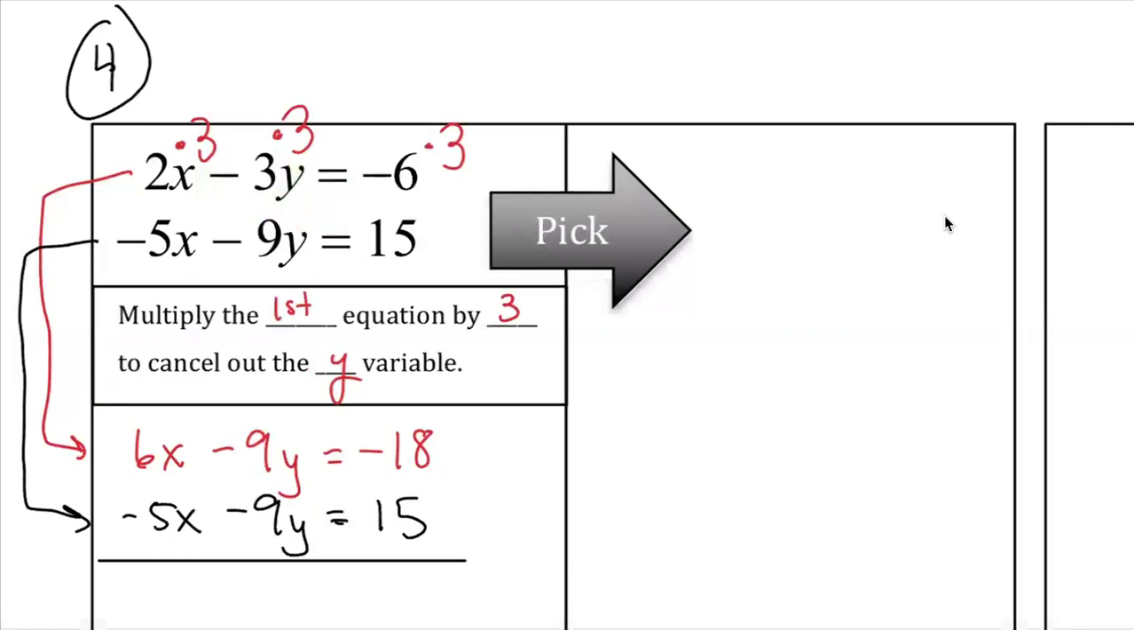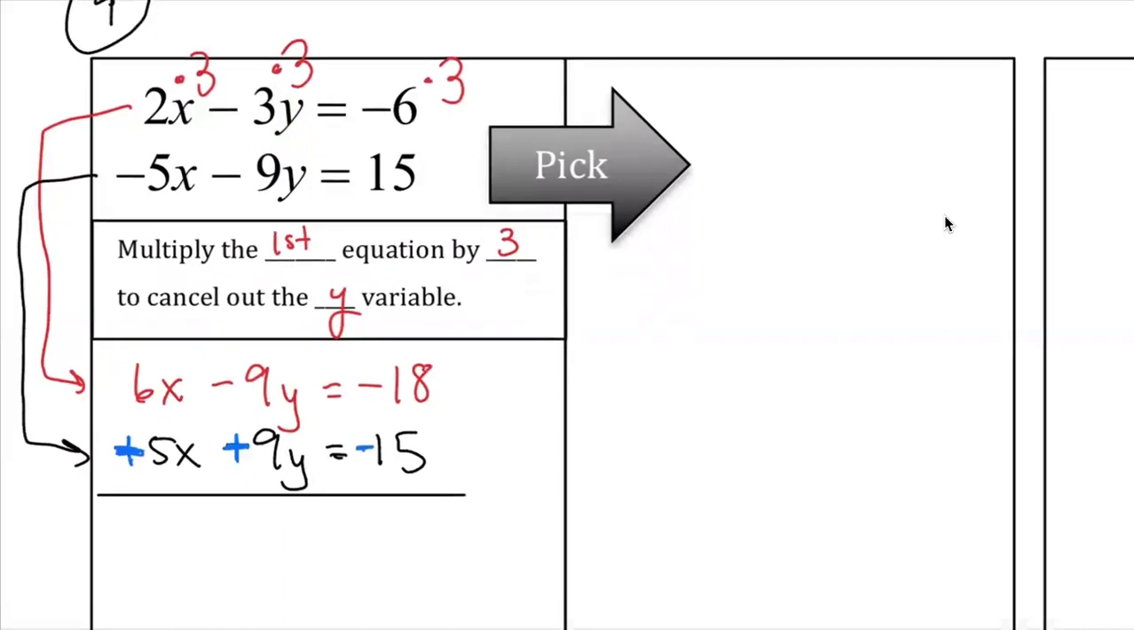Now, you can pick which signs you want to switch. Does not matter to me. You can do the top one or the bottom one. I'm going to do the bottom one. So change this negative 5x to a positive 5x. Change this minus 9y to a plus 9y. And change this positive 15 to a negative 15.